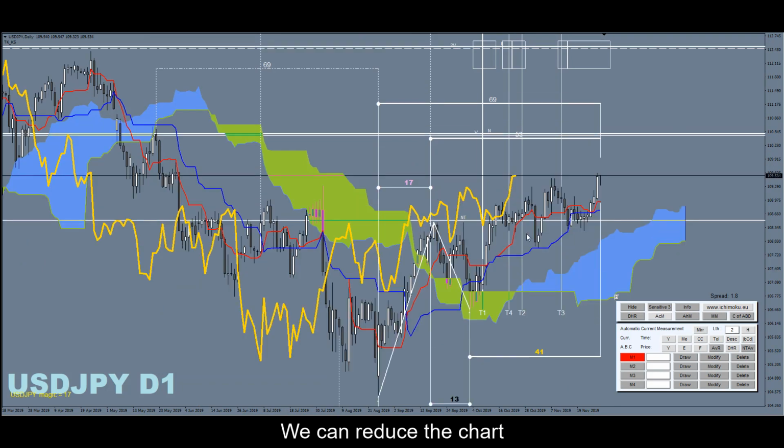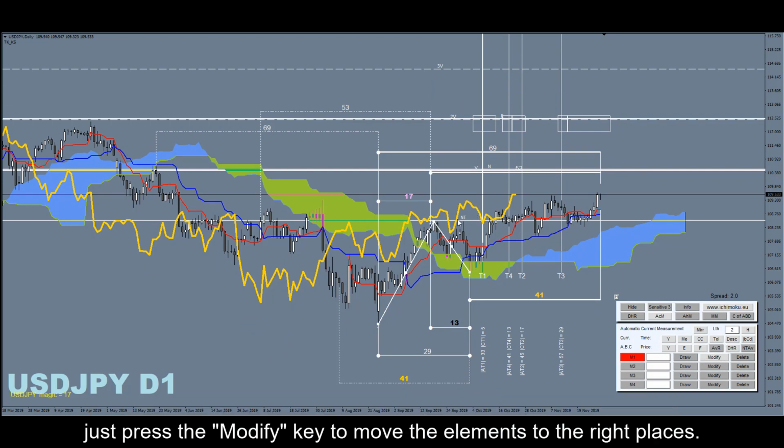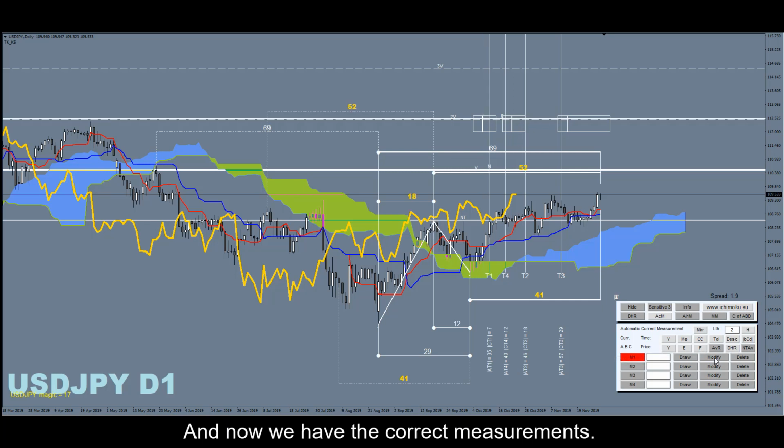We can reduce the chart. And now, we can see that not all the elements have been correctly selected. Just press the modify key to move the elements to the right places. And now, we have the correct measurements.